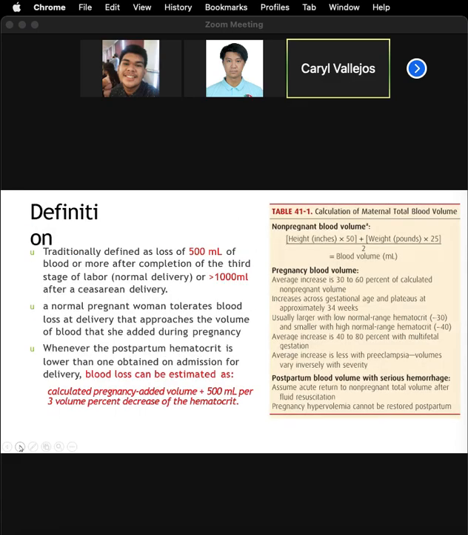So traditionally, the definition of postpartum hemorrhage is loss of 500 ml of blood or more after completion of the third stage of labor, or greater than 1,000 ml after cesarean delivery. A normal pregnant woman tolerates blood loss at delivery that approaches the volume of blood that she added during pregnancy. Whenever the postpartum hematocrit is lower than one obtained on admission for delivery, blood loss can be estimated this way: you calculate the pregnancy-added volume plus 500 ml per 3 volume percent decrease of the hematocrit.